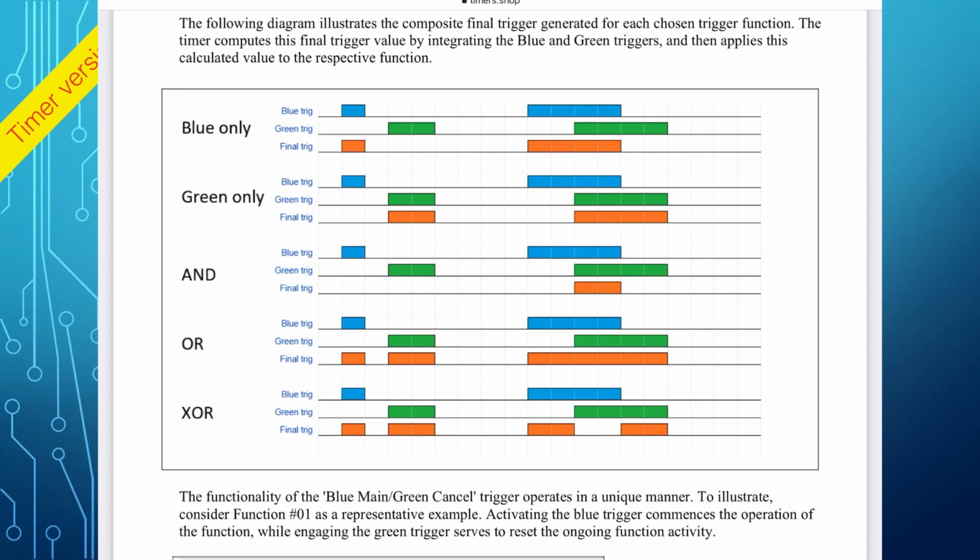while green can be set to be active when the voltage is removed. Using the logical OR, the final trigger will activate if either the blue or green trigger is active. With the logical XOR, also known as exclusive OR, the final trigger will activate only when one of the triggers, either blue or green, is active, but not both.